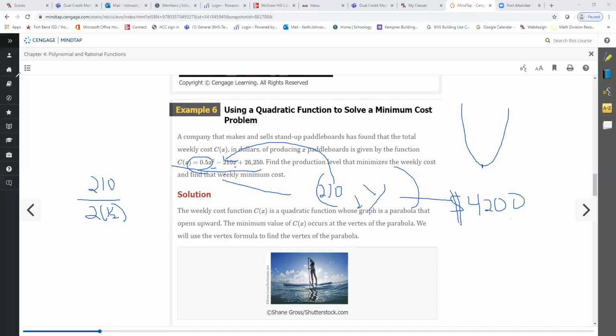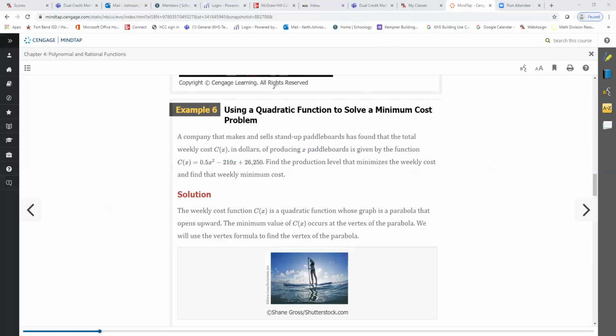Okay? All right, so that, I believe, is everything from 4.1. I hope this helps. And we want you to make sure you can always go back and look at this, okay? All right.